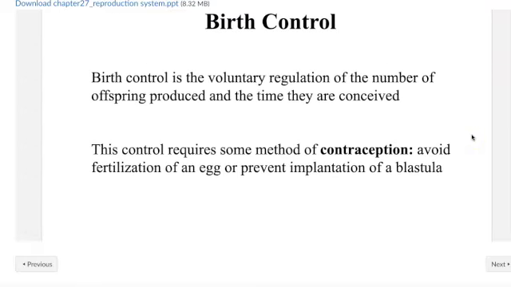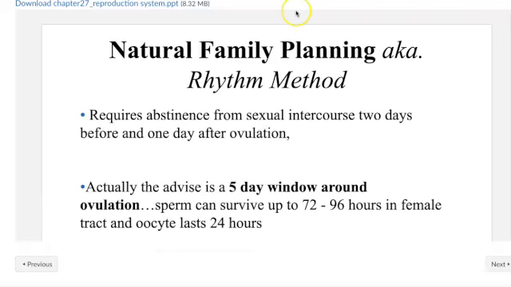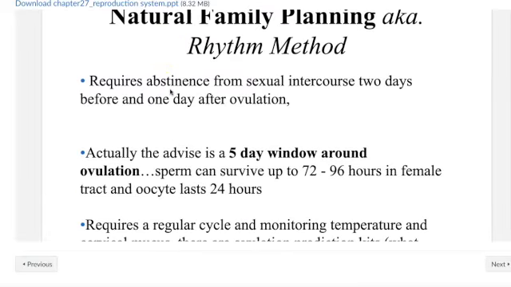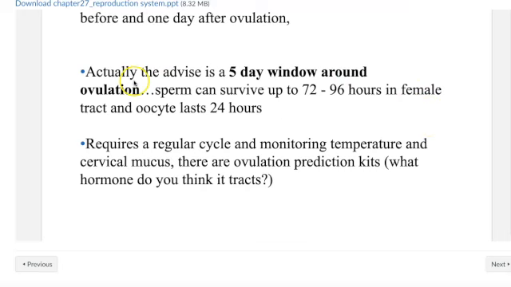I'm going to talk about different types of birth control. There's the rhythmic or rhythm method. It requires abstinence from sexual intercourse 2 days before and 1 day after ovulation, because the oocyte does not live very long. Actually, the advice is a 5 day window around ovulation. Sperm can survive up to 72 to 96 hours. The oocyte only lasts 24 hours.